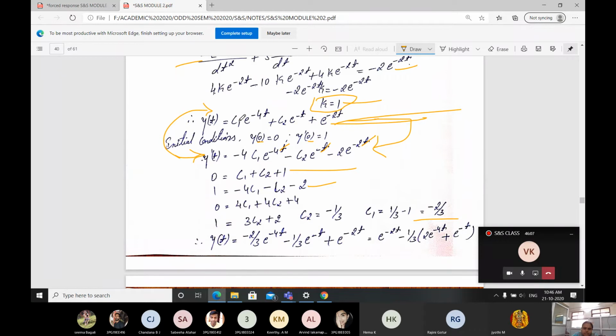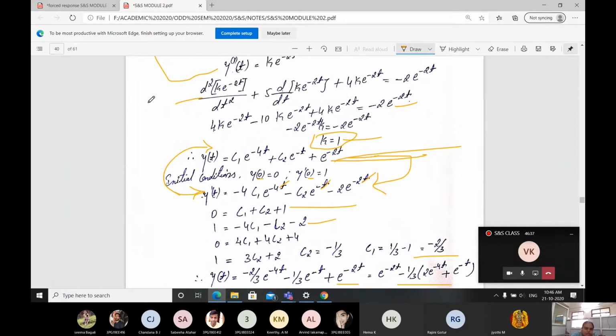Then substitute c1 and c2 in the equation. Therefore, y of t is equal to minus 2 by 3 e raised to minus 4t minus 1 by 3 e raised to minus t plus e raised to minus 2t. That is nothing but, if you write e raised to minus 2t first, then minus 1 by 3 times 2 e raised to minus 4t plus e raised to minus t, just taking minus 1 by 3 as a common factor. If this complete response is given, it will be asked for 8 marks.